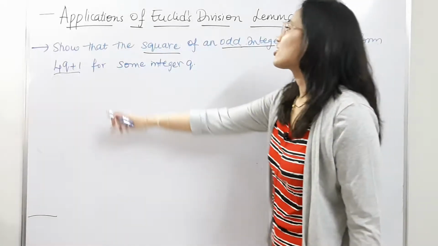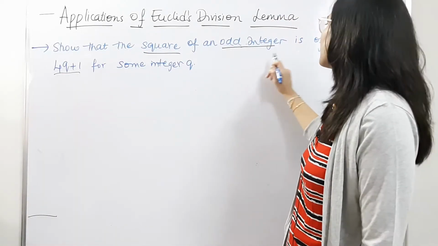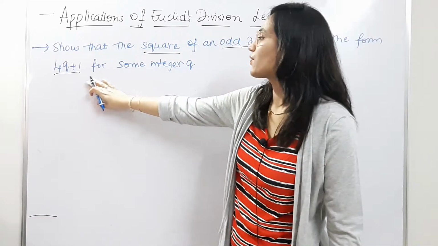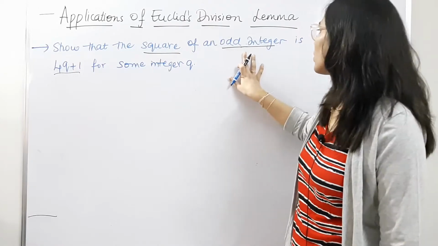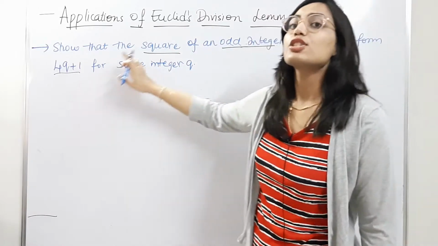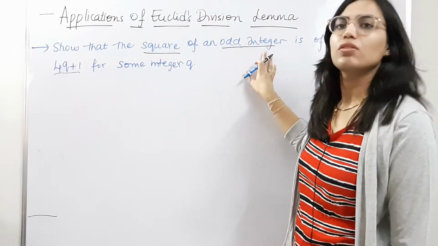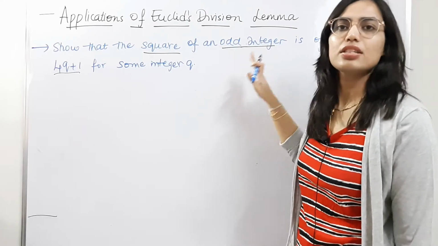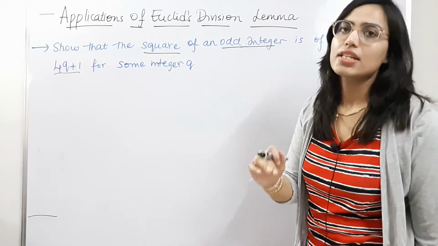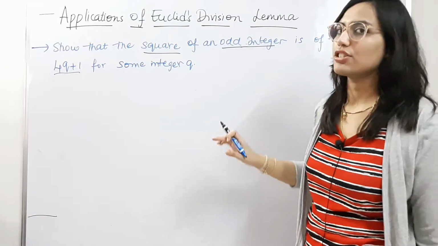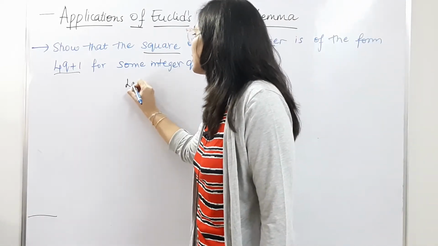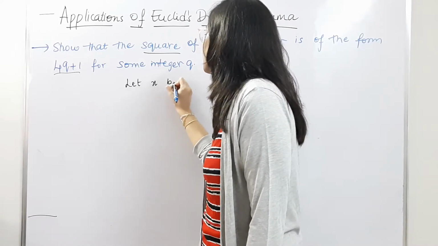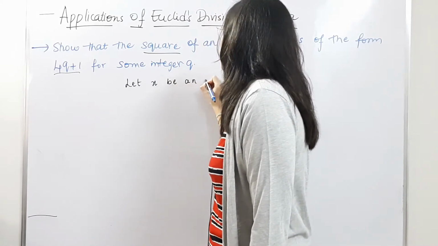The question is, show that the square of an odd integer is of the form 4q plus 1 for some integer. Here I have underlined three words: square, odd integer and 4q plus 1. Whenever in the question they say odd integer or even integer or any integer for that matter, the first hint is for you to assign a variable to that integer. That is, let's say that let x be an odd integer.